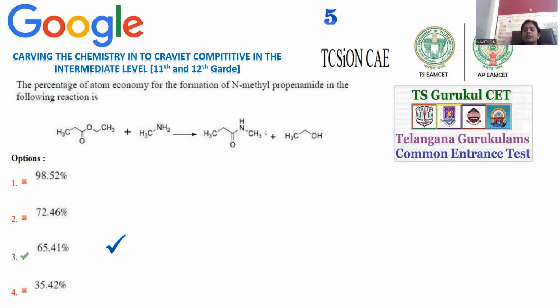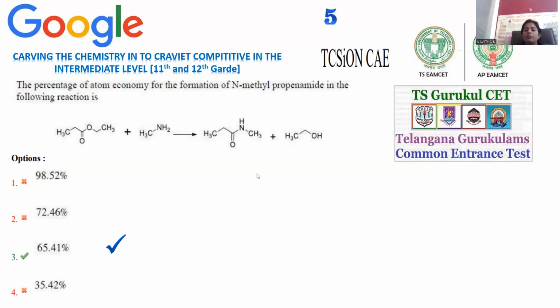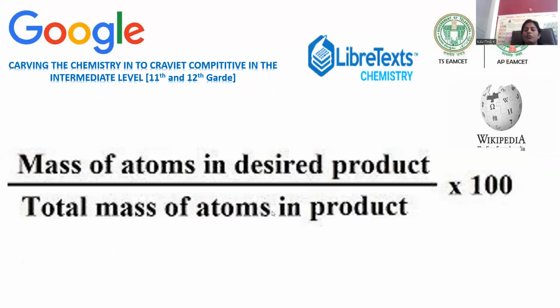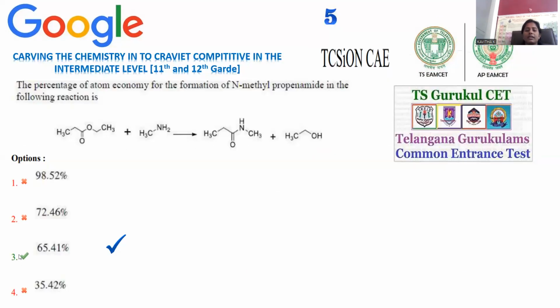So if you see this, the expected product is this amide. That amide molecular weight is 87. And the total molecular weight, this amide and this alcohol, ethanol, both molecular weights together is 135. 87 by 135, we have to multiply with 100, no? So the atom economy of N-methyl propanamide, after the calculation, we will get 64.4, which is exactly mapping with 65.41.